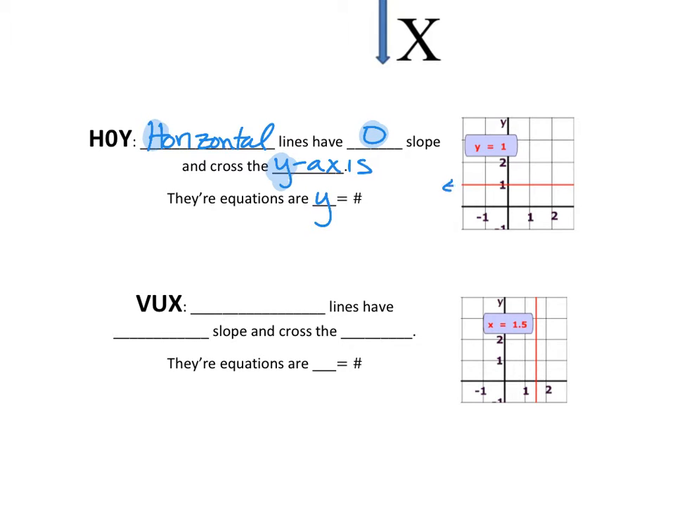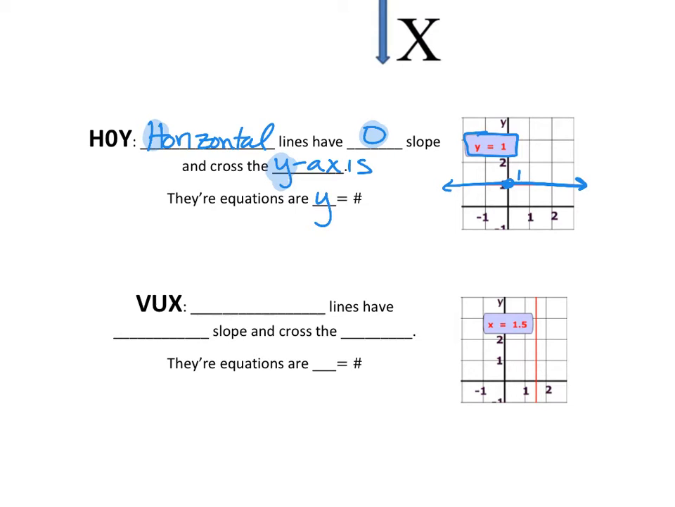For example, if you look right here, the line that's graphed is a flat line at the y value of 1. So this is a HOY line at 1, where y equals 1. That's the equation that generates that line.